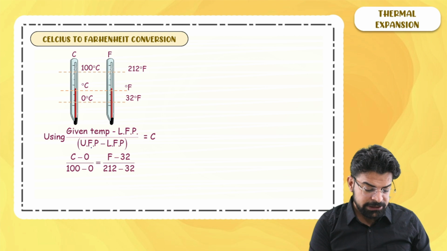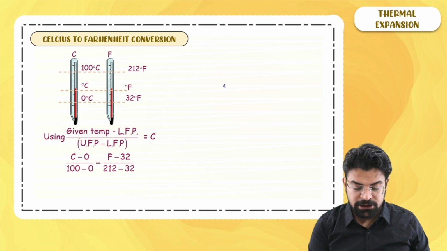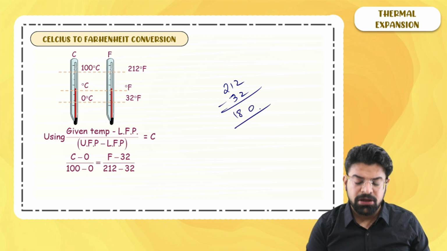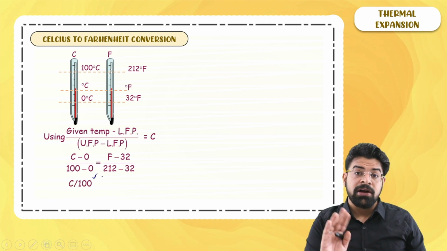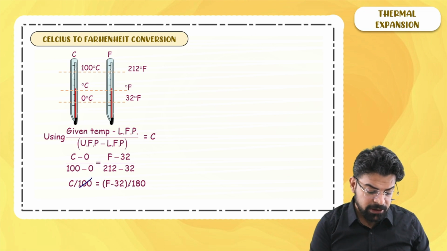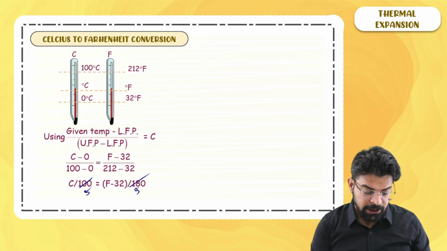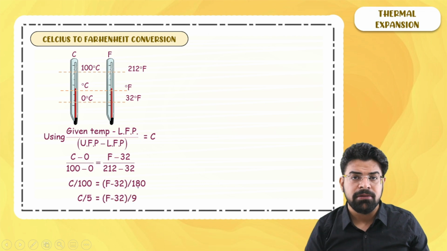So here C minus 0 gives C, 100 minus 0 gives 100, F minus 32 gives F minus 32, and 212 minus 32 gives 180. So on the left hand side you get C by 100 and on the right hand side you get F minus 32 divided by 180. If you cancel both 100 and 180 by a factor of 20, here you get a 5, here you get a 9. So you can even write C by 5 equals F minus 32 divided by 9.